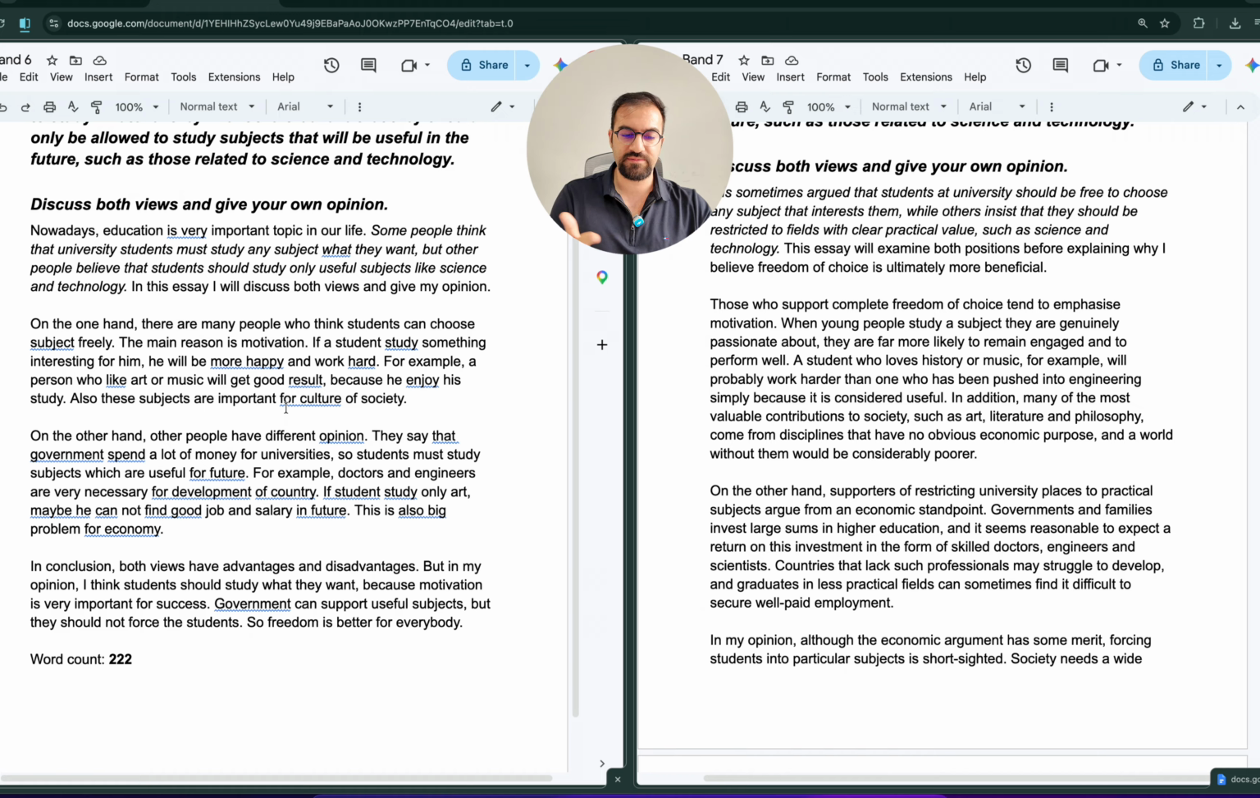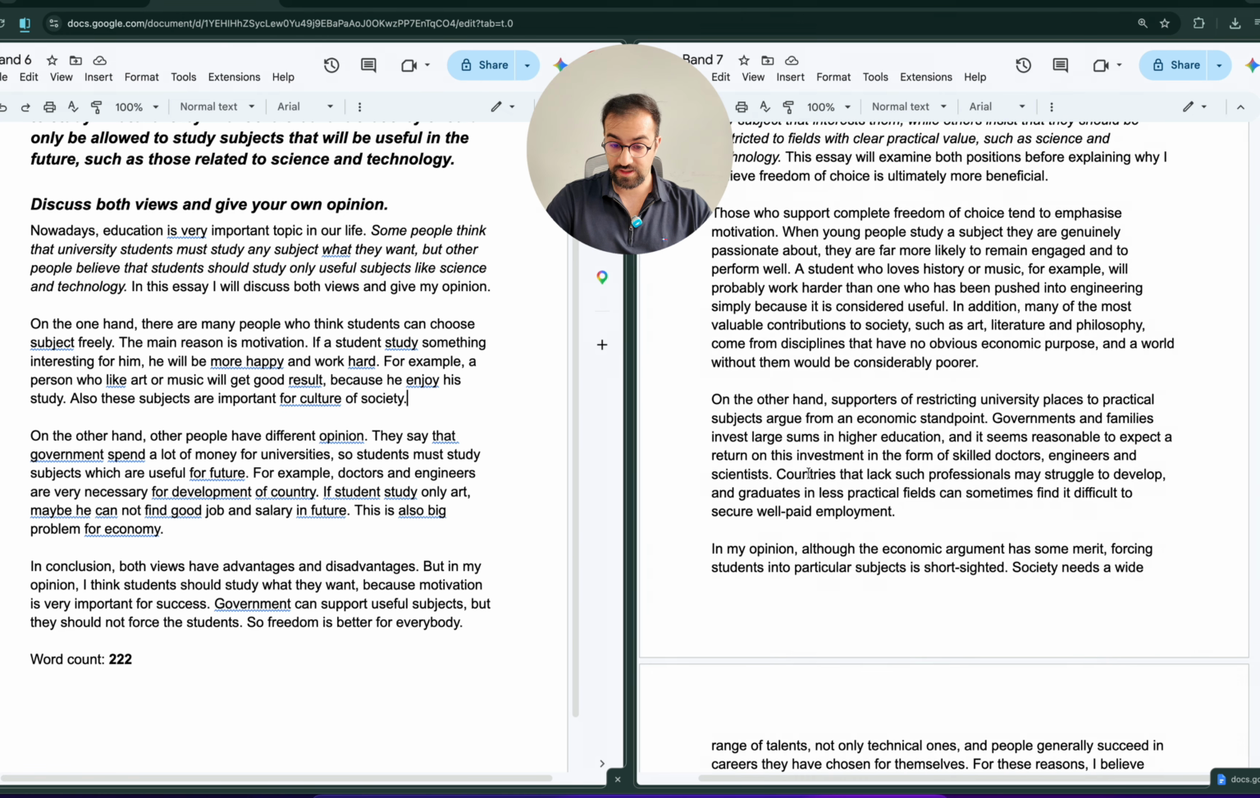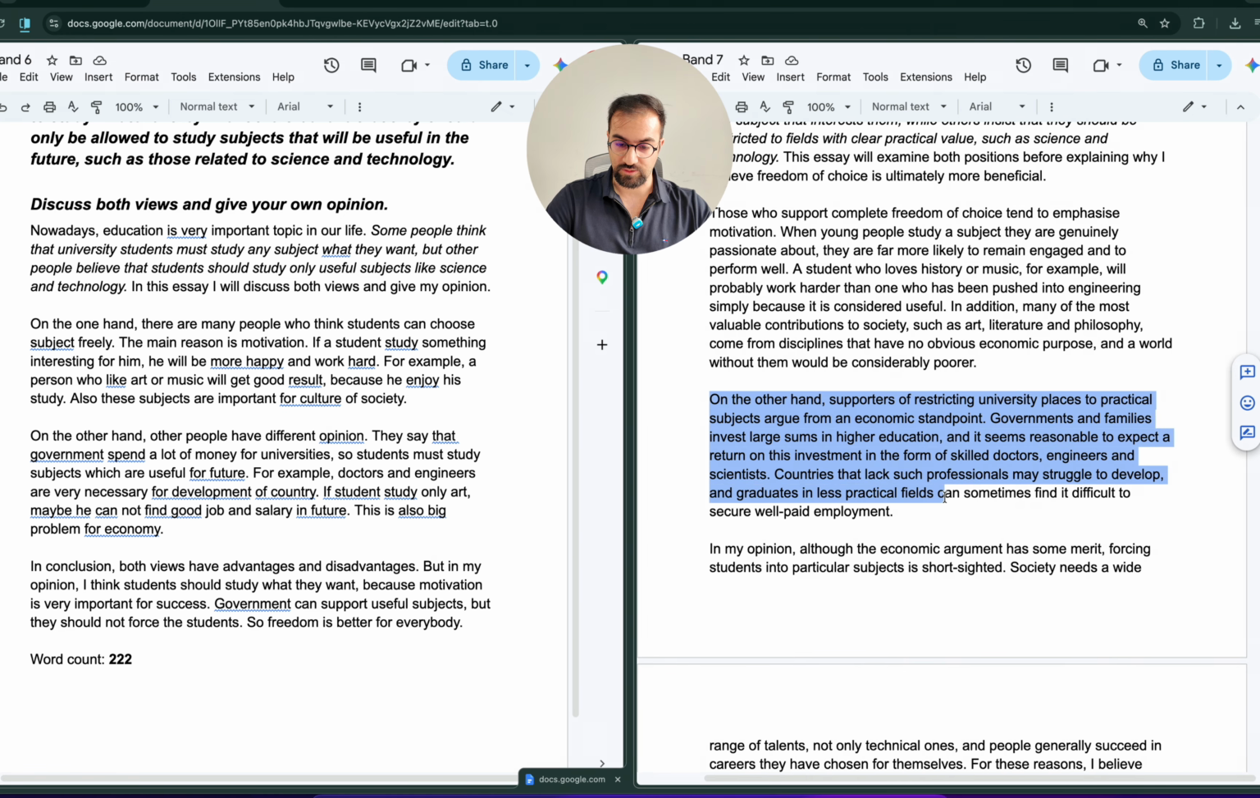On the other hand, other people have different opinion. Obviously, they must have other opinions, right? But again, just saying it plainly, causing your topic sentence to be wasted is not good. But if you read the other paragraph, on the other hand, supporters of restricting university places to practical subjects argue from an economic standpoint.